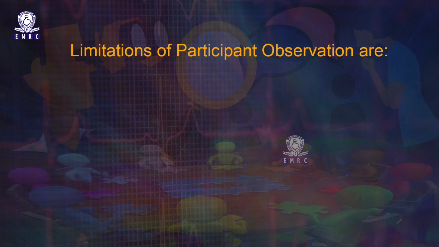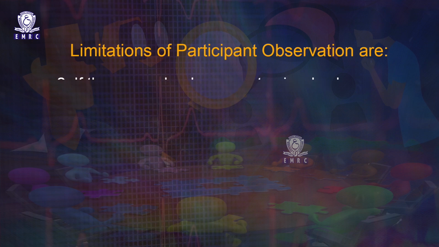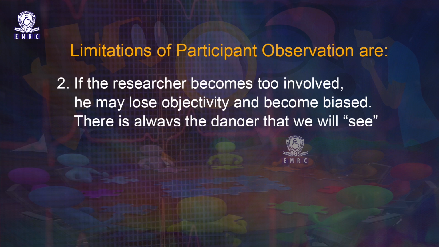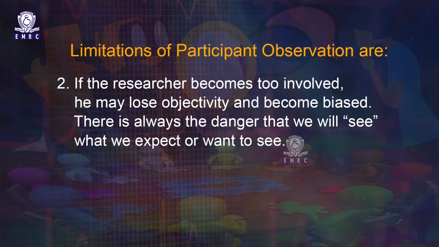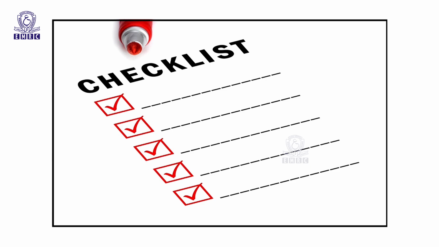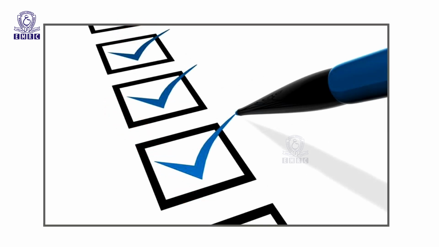Limitations of participant observation are: it can be difficult to get time or privacy for recording. If the researcher becomes too involved, he may lose objectivity and become biased. There is always the danger that we will see what we expect or want to see. This is a problem as he could selectively report information instead of noting everything they observe, thus reducing the validity of their data. Checklist. It is a selected list of words, phrases or sentences following which an observer records a check to denote the presence or absence of whatever is being observed.